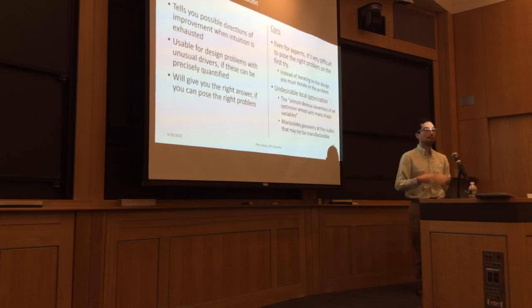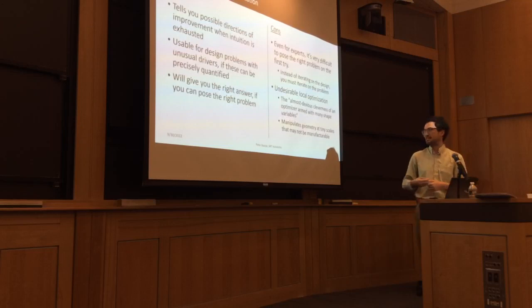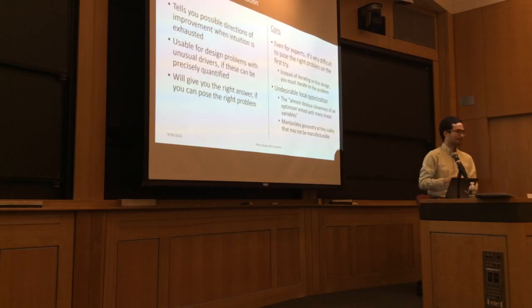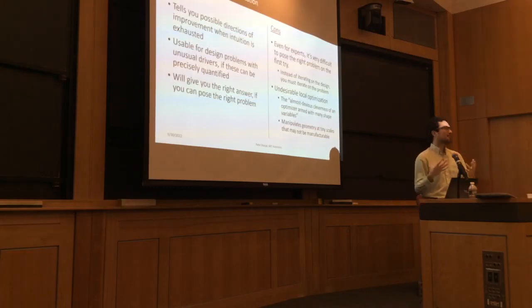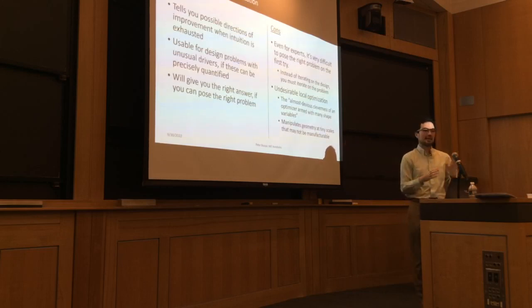The other thing is that optimization, especially as you give the optimizer more flexibility, gives you this undesirable local optimization, which isn't really useful in practice. So one of my favorite quotes in the paper is it talks about the almost devious cleverness of an optimizer armed with many shape variables. And so it's almost an adversarial task where you're fighting the optimizer to pose the right problem and constrain it from doing these undesirable things. And so it manipulates this geometry at these tiny scales in a way that might not actually be useful.